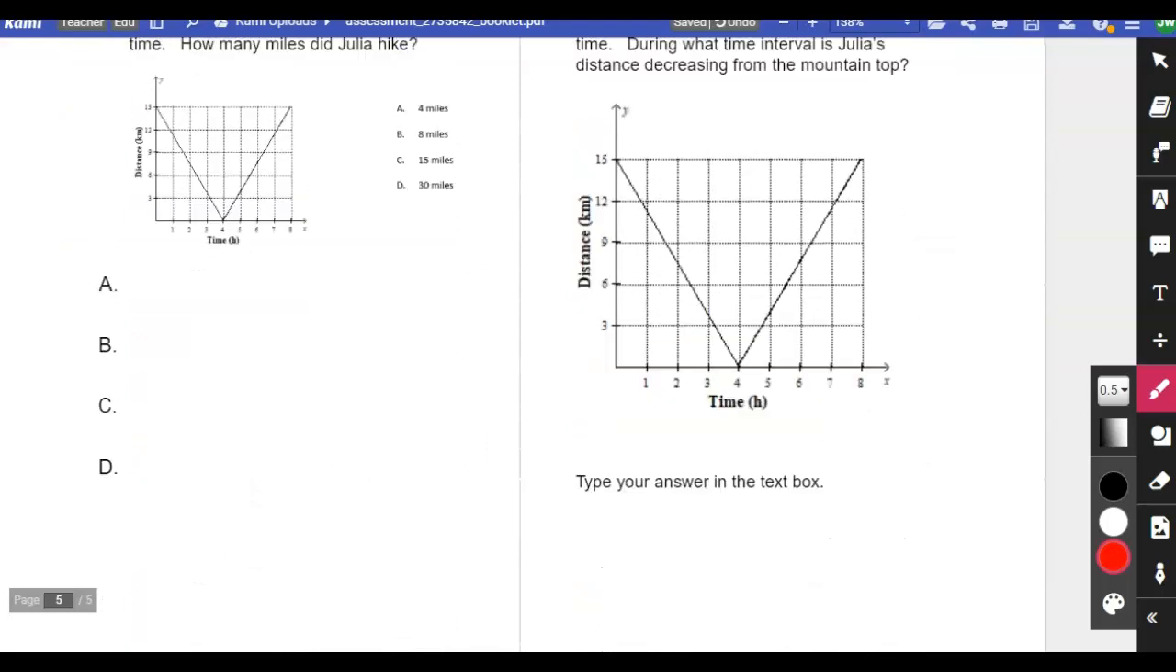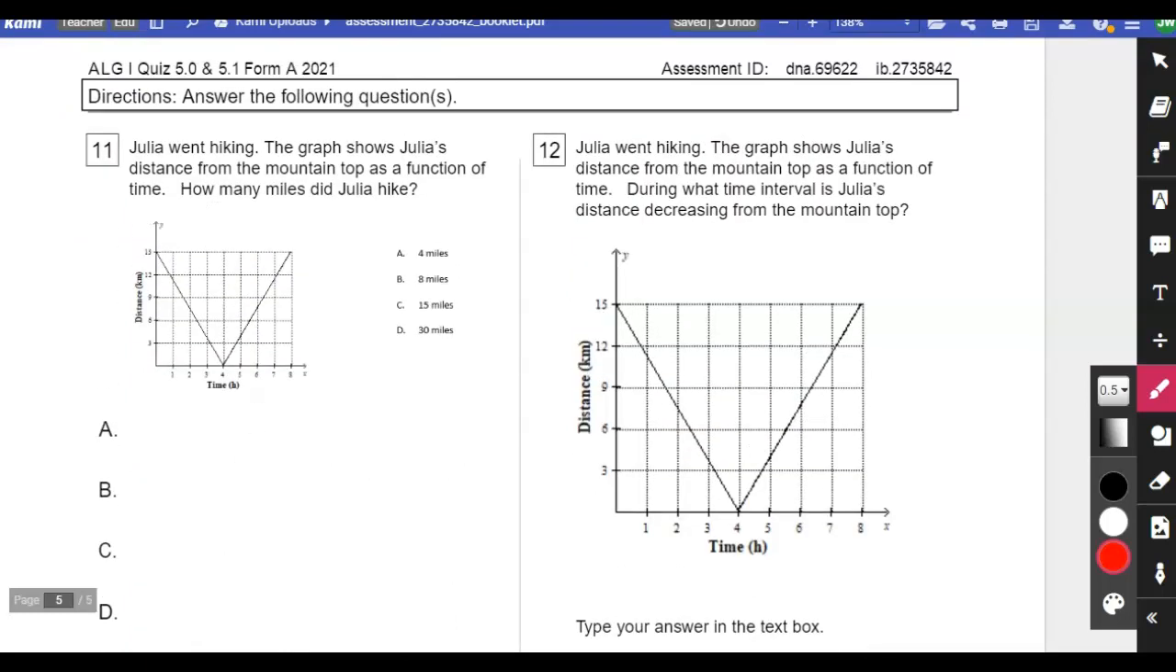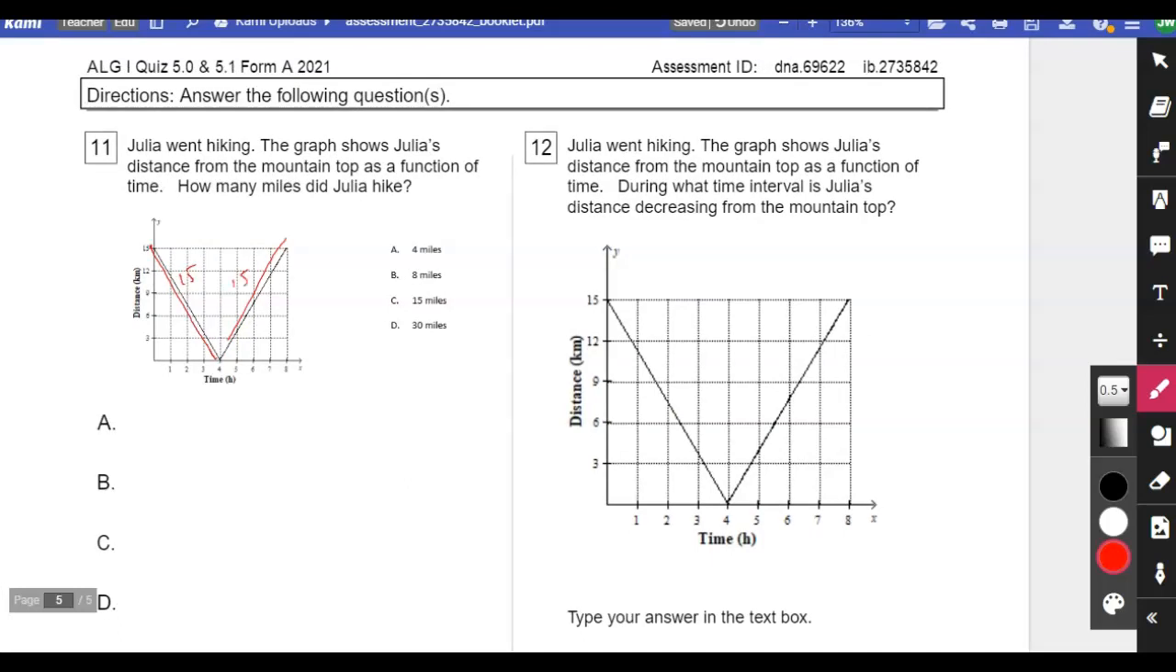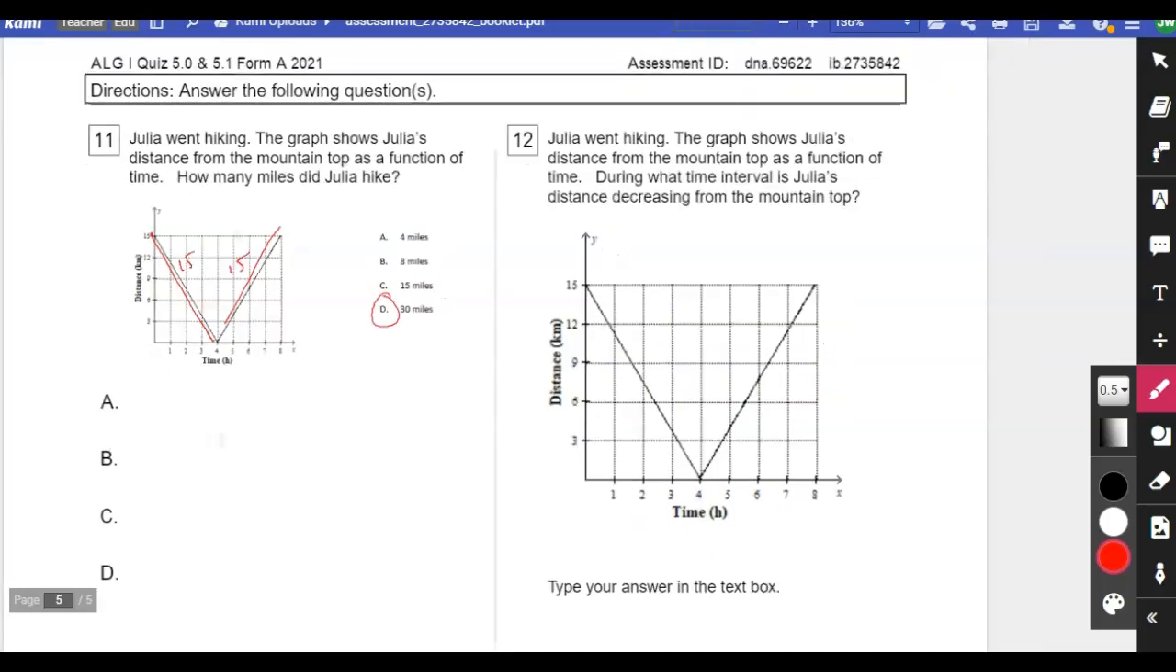Same thing here. Julia went hiking. How many miles did she hike? So it's the distance from the mountain top. So she started 15 kilometers away. And then over the span of 4 hours, she walked to the top of the mountain, because then she was 0 kilometers away from the top of the mountain. And then she went 15 kilometers back. So here's 15, here's 15, 15 plus 15 is 30.